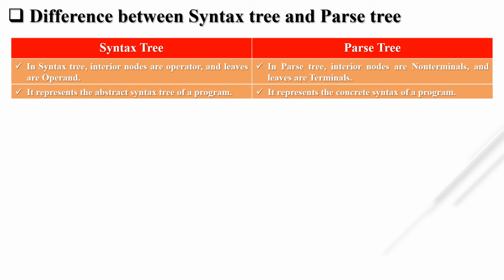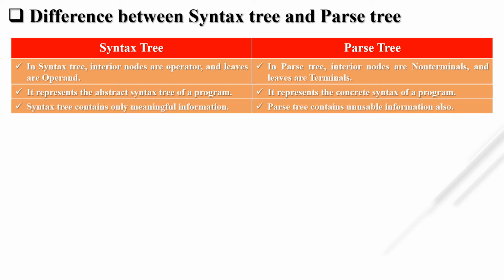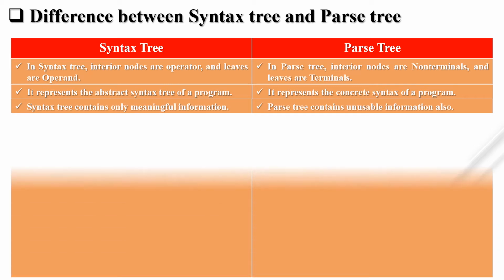A syntax tree represents the abstract syntax of a program, that means it is compact. And a parse tree represents the concrete syntax of a program. A syntax tree contains only meaningful information, whereas a parse tree contains unusable information also.